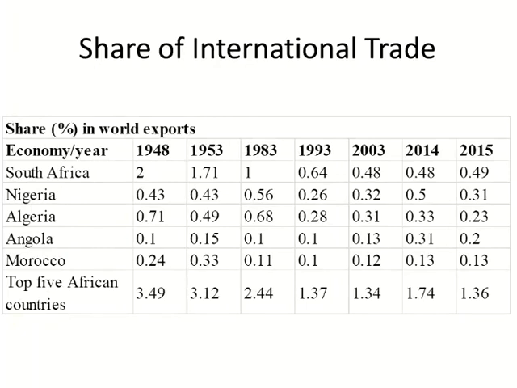So when we look at it, for the top 5 African countries, South Africa has been falling, Nigeria has been falling, Algeria has been falling, Angola falling, well, a little bit, Morocco down. So that's the trend since 1983 at least.